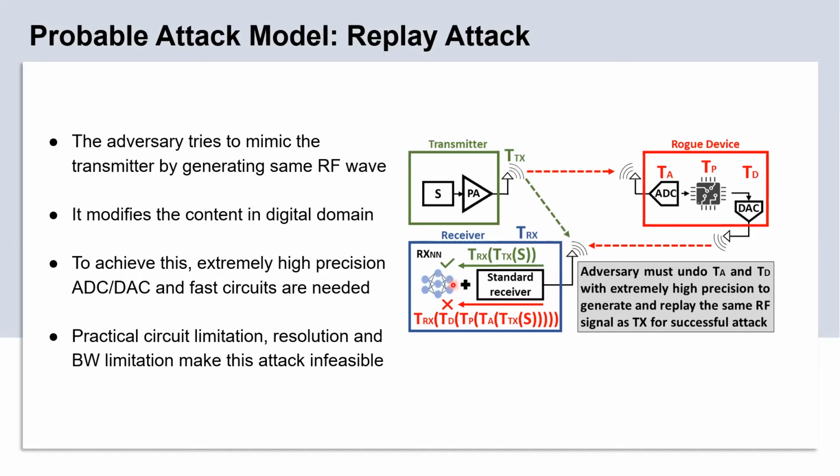So now we discuss one probable attack model. Here the attacker captures the transmitter signal, modifies the data in the digital domain, and converts the data back to the RF domain, so that this RF signal contains the same non-idealities as the original signal, so that the receiver gets spoofed, because the receiver is basically checking the RF non-idealities. But doing this requires extremely high precision ADC and DAC, also very high bandwidth filters, and also very fast circuitry, so that the delay is significantly high. Due to the bandwidth limitation and resolution limitation, this attack is practically impossible.